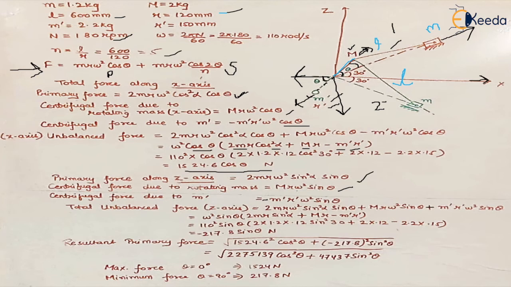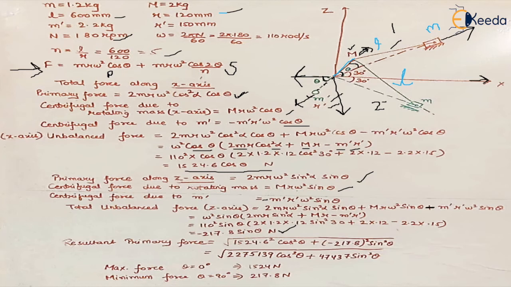Now to get the resultant or the total force along the z-axis, what we do? We add all the three forces that we have calculated, the primary force and the centrifugal forces, right? So omega square sine theta is common. We take it out of the bracket and we place all the known values that we already know. So this is the total unbalanced force that we get along the z-axis, which is minus 217.8 sine theta Newton, because sine theta is the value that we have to calculate.